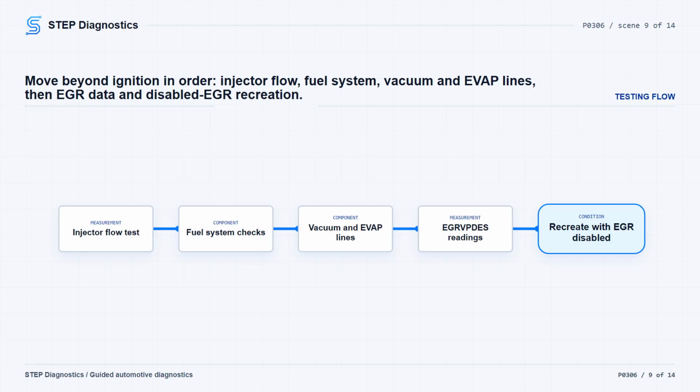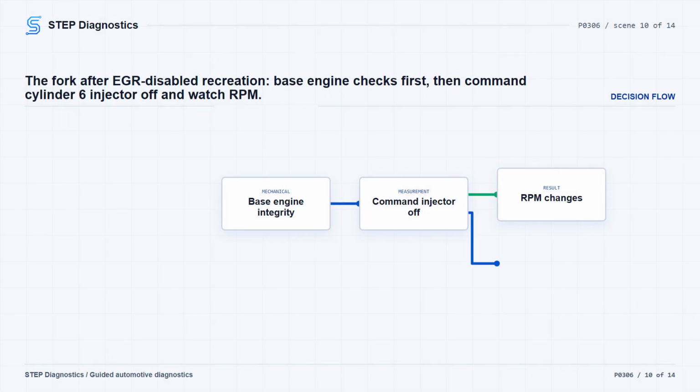EGR-related codes may set during this disabled EGR check, and the vehicle may need to be driven to recreate the original complaint. If the symptom cannot be recreated, remove and inspect the EGR for contamination, unusual wear, carbon deposits, binding, or other damage. Then repair as needed, clear the PCM DTCs, and repeat the self-test. If the misfire can still be recreated with the EGR disabled, move into base engine checks.